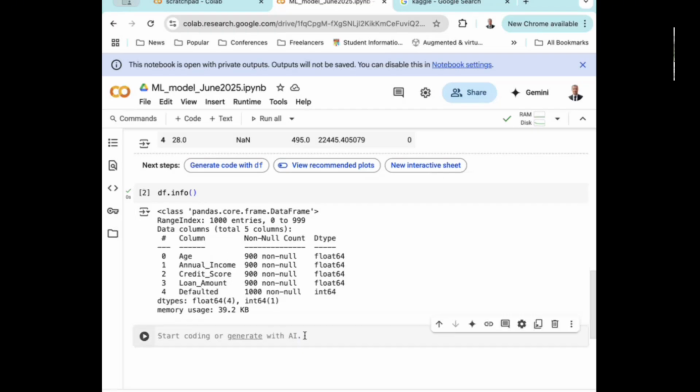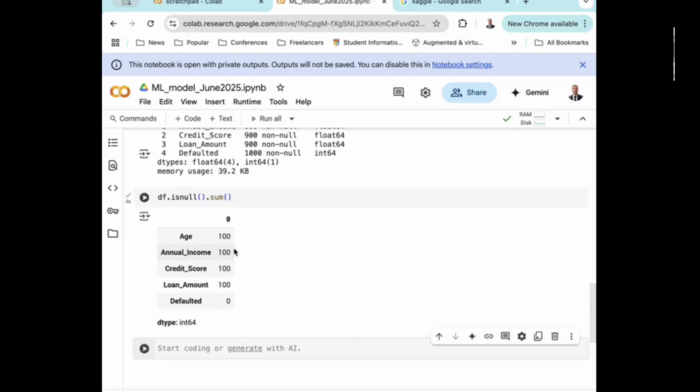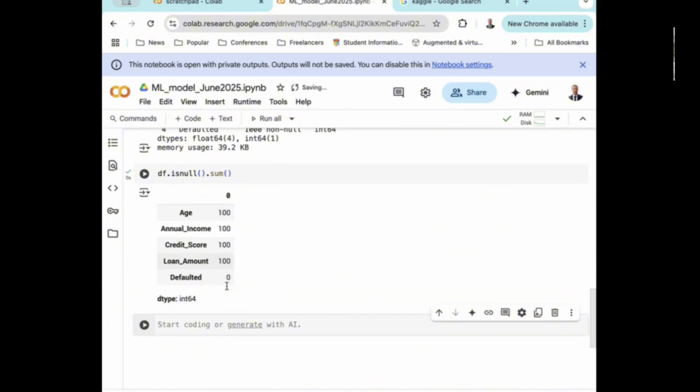To check the missing values again, we can say df.isnull(), then brackets, then .sum(), then brackets, then we run this code. This is going to check for us if there are missing values, and how many missing values in each column. So you can see in the first 4 columns, we have 100 missing values in each of them. So to solve the issue of the missing values, I'm going to have this code.